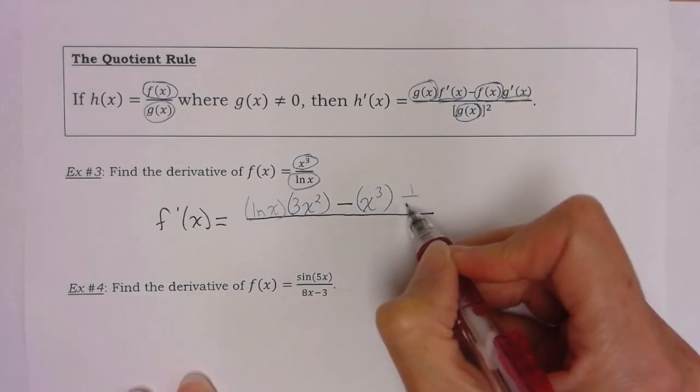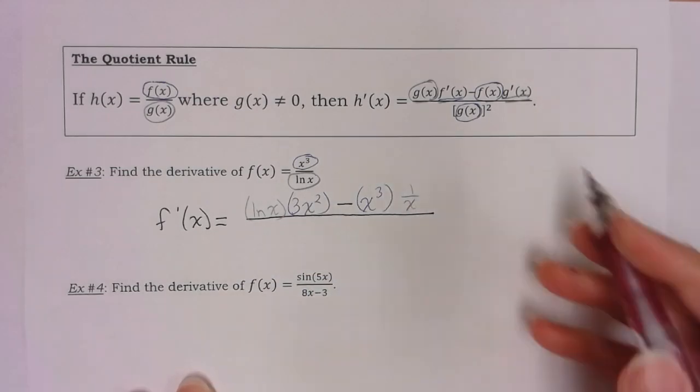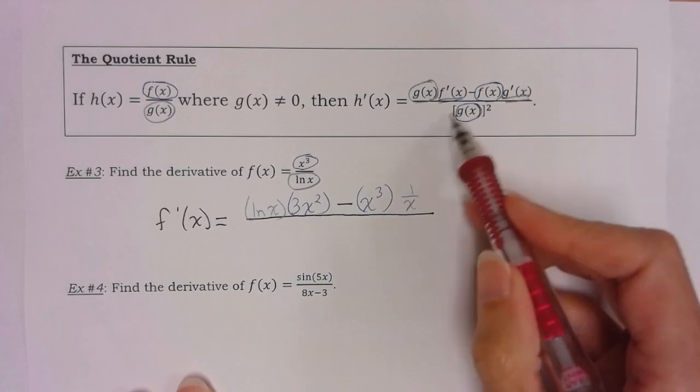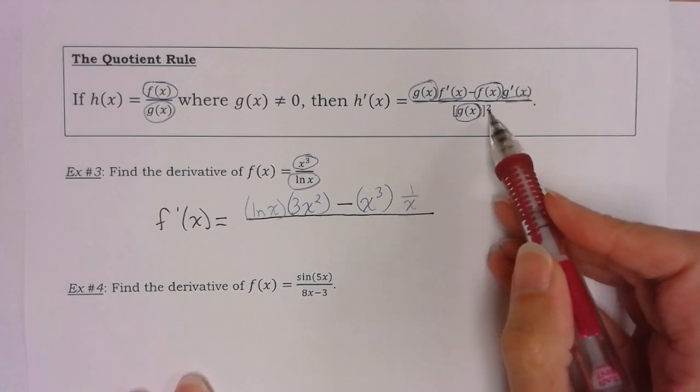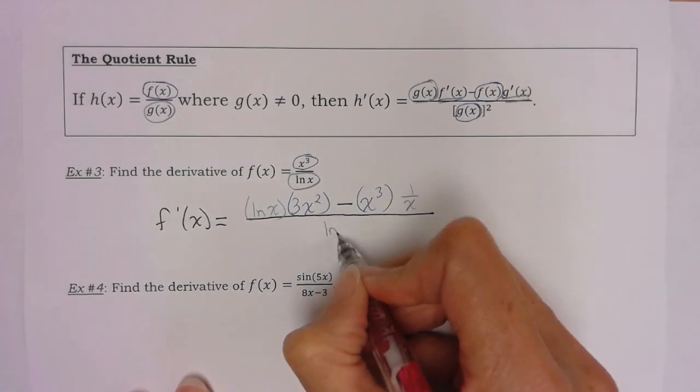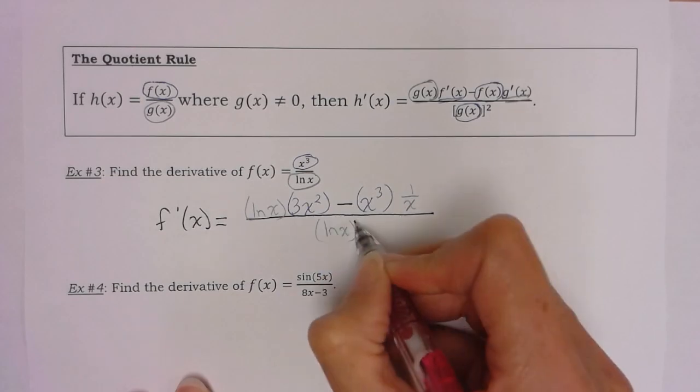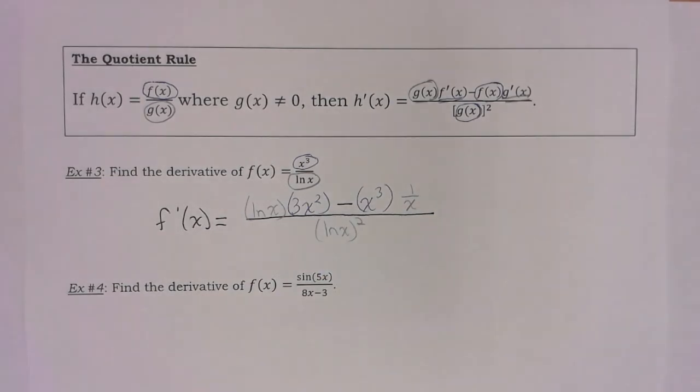And then I have a quotient, so I will have a denominator, and it is the bottom function squared. My bottom function was natural log of x, and that whole thing will be squared. Again, we can leave that alone. It is simplifiable, but we're not going to do anything with it.